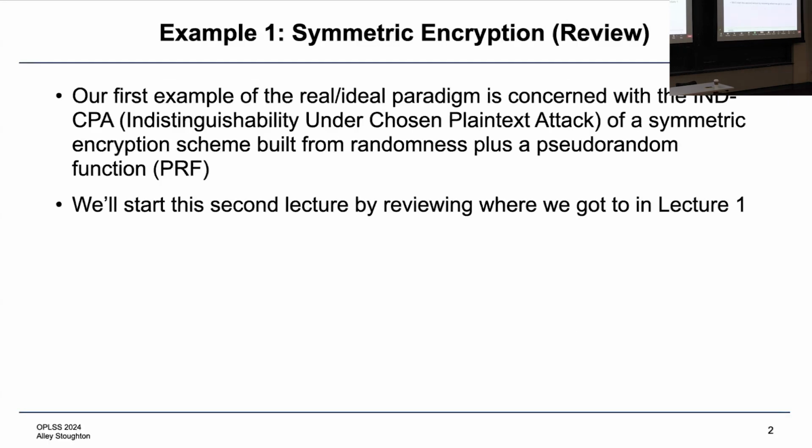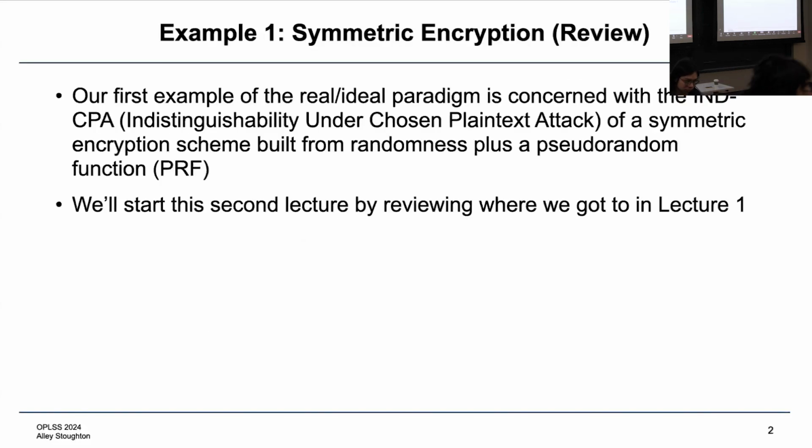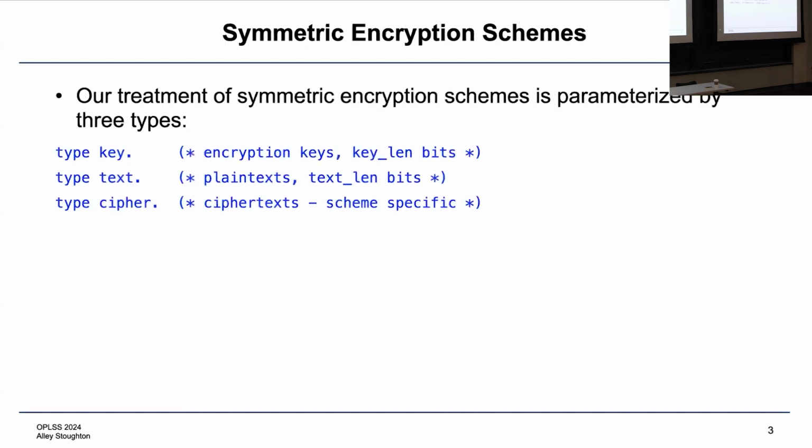So here we are in lecture 2, talking about the real ideal paradigm. And let me remind you where we were. Our first example is concerned with the NCPA security of a symmetric encryption scheme built from randomness and a pseudorandom function. Let's review, and maybe you've been thinking about some of these things and questions have come up, so feel free to ask them as we go through the review.